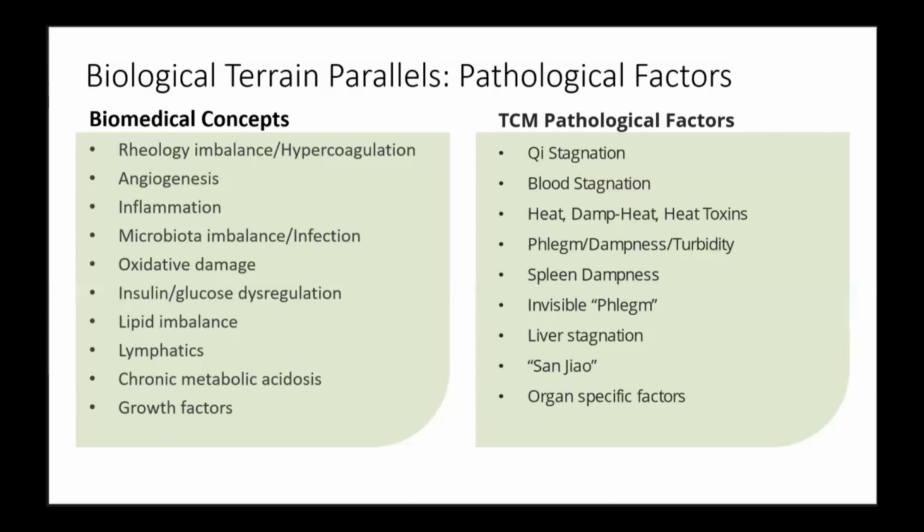The Sanjiao, the triple warmer, that's our fluid metabolism system in Chinese medicine. Organ-specific factors like the kidney yin, the kidney yang, the liver blood, the liver qi, the spleen qi. These are all kind of correlated with growth factors, things that come out of the bone marrow that direct function in the body. This is how we overlay and correlate these seemingly disparate ideas, but they're not. They're very, very useful to use together.